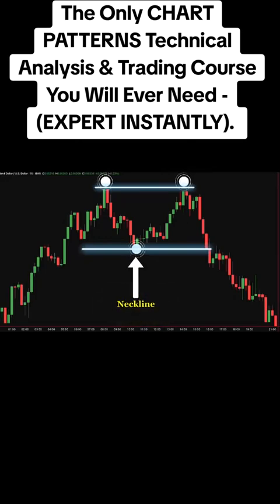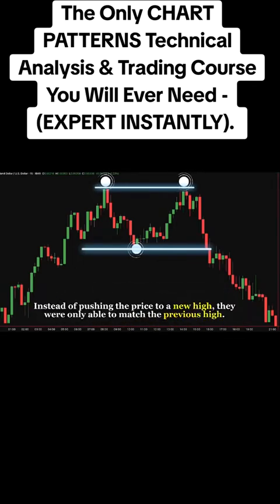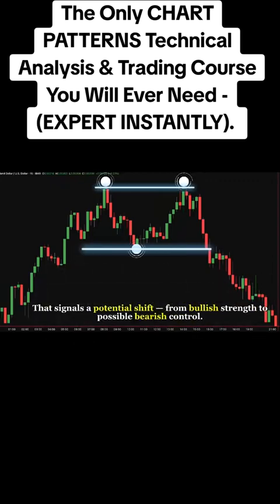Now, what does this mean in terms of price action? It tells us that buyers lost momentum. Instead of pushing the price to a new high, they were only able to match the previous high. That signals a potential shift, from bullish strength to possible bearish control.